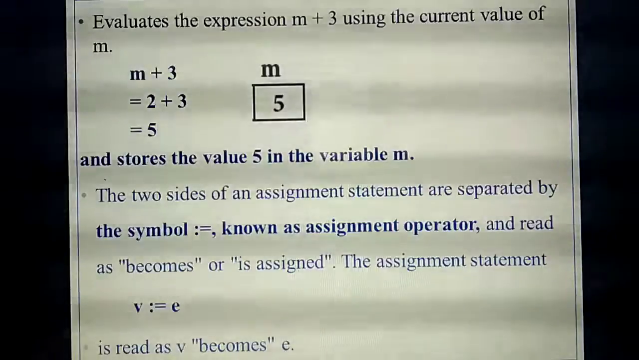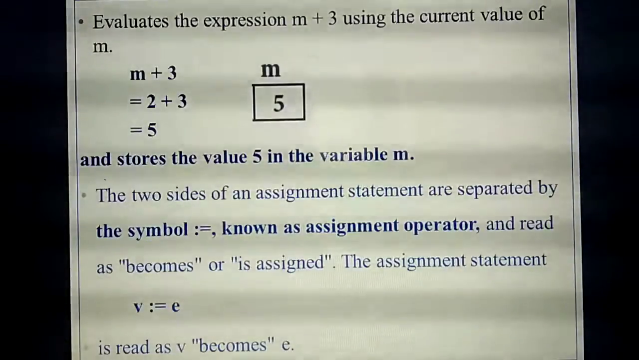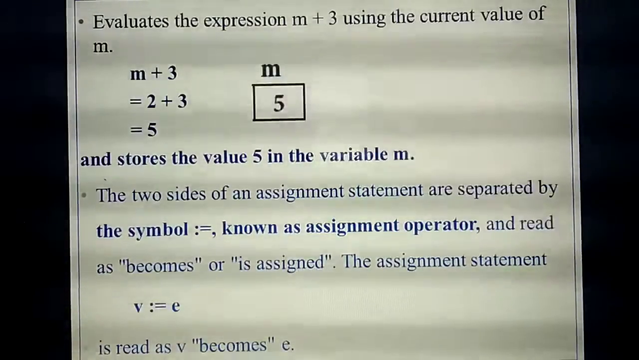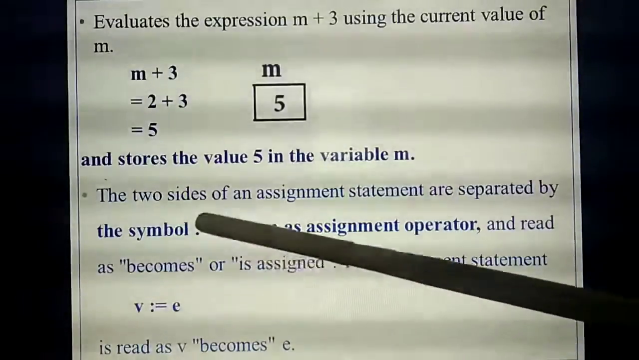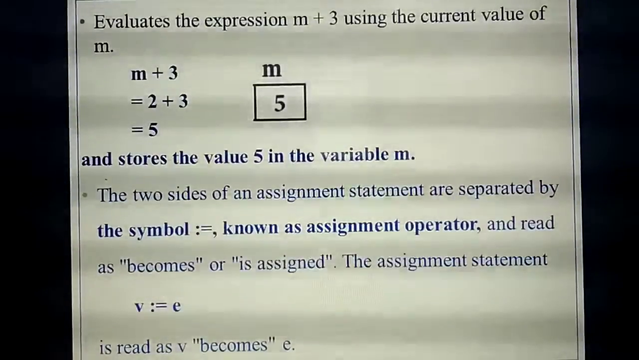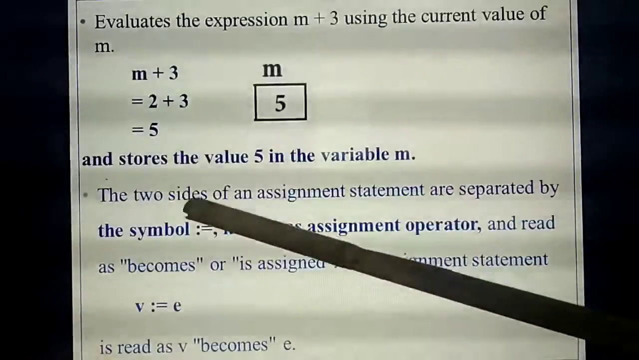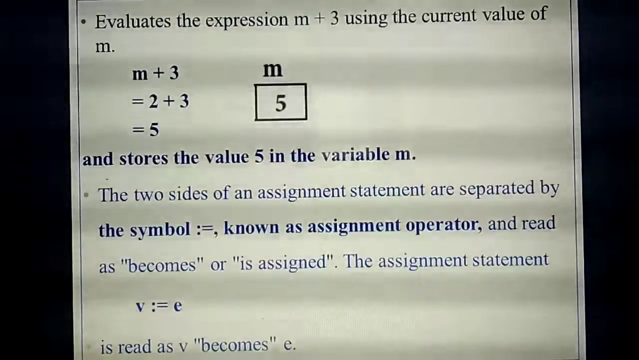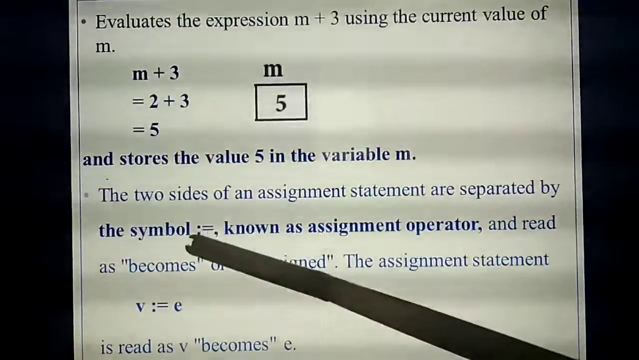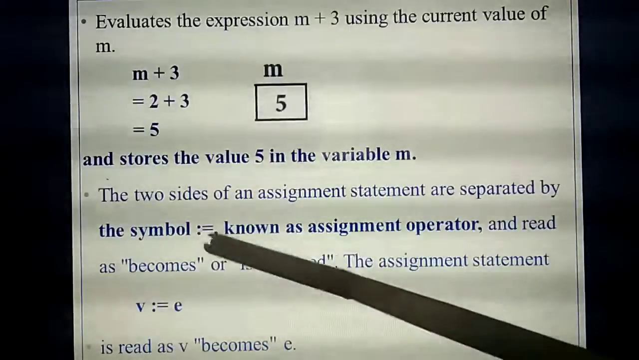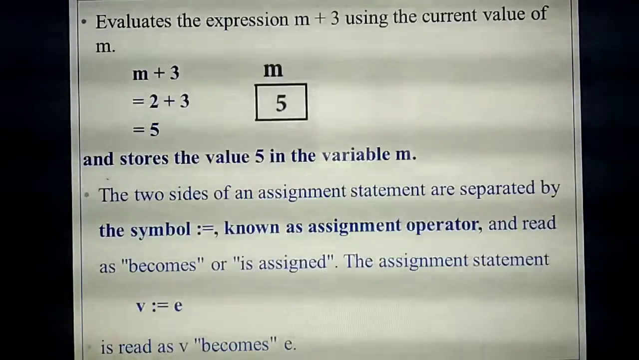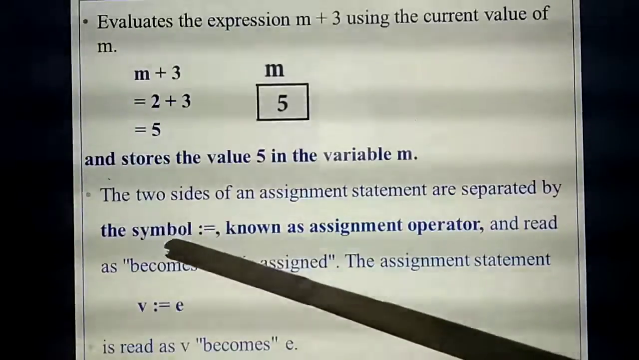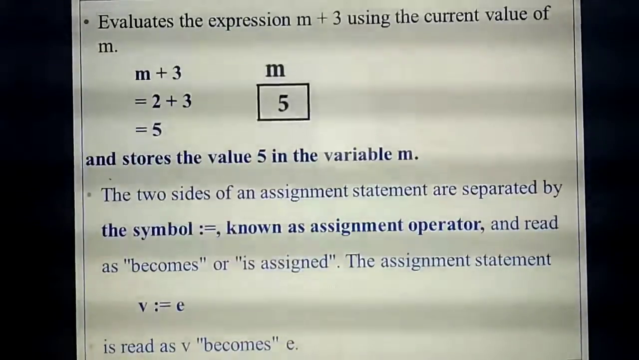Understand? How do you perform it? To change the value, you are giving this symbol, is equal to. This symbol we call an assignment operator. What's the name of this symbol? Assignment operator. We need to read this symbol as becomes or assigned.